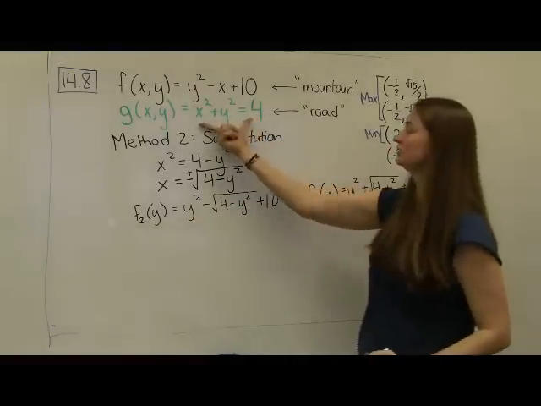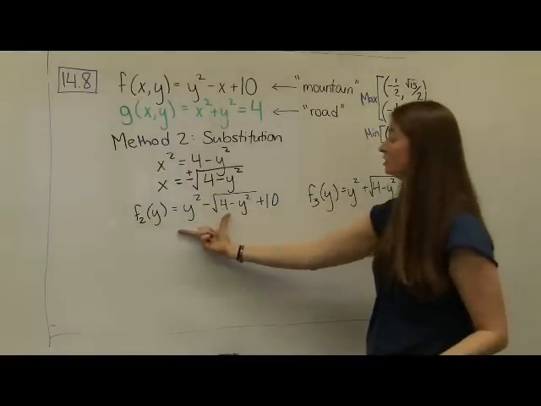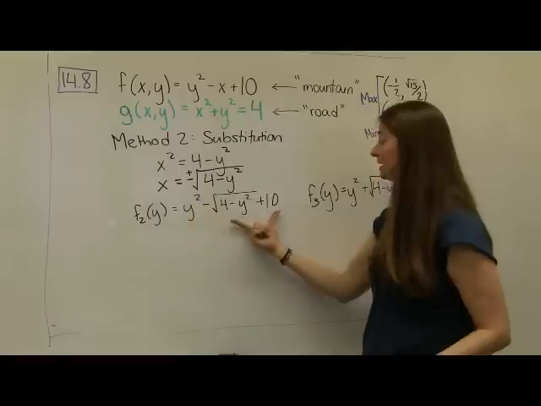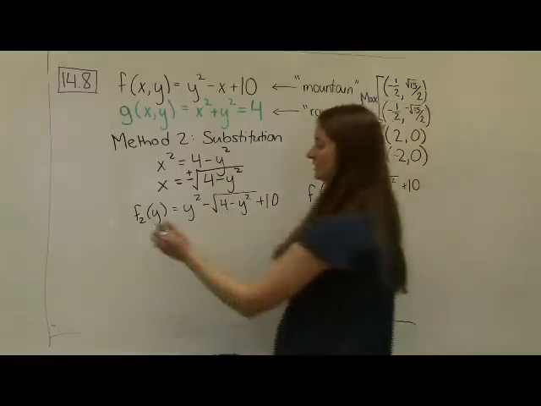I've taken the composition of the g with the f function, and we know what we want to do. We want to maximize this function. So how do I find the max points and the min points of this function? I'm going to take the derivative and set it equal to 0.